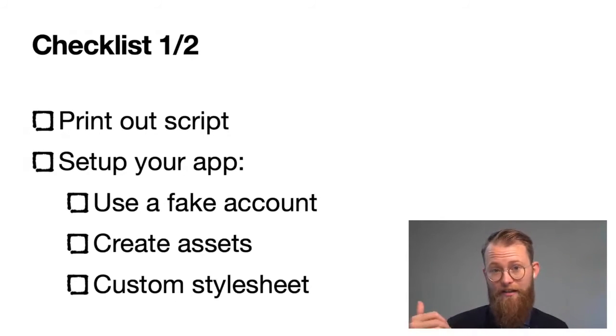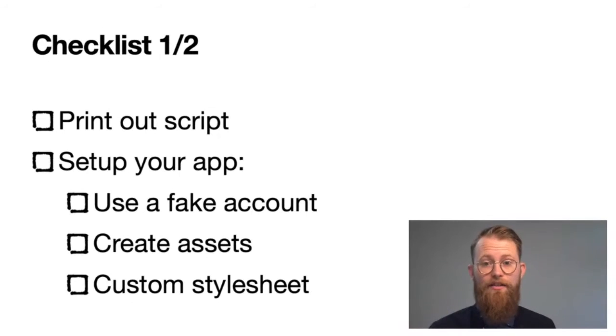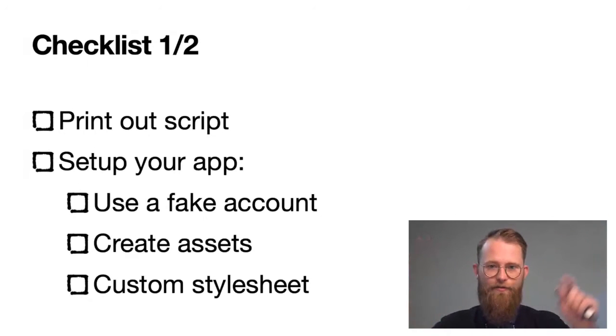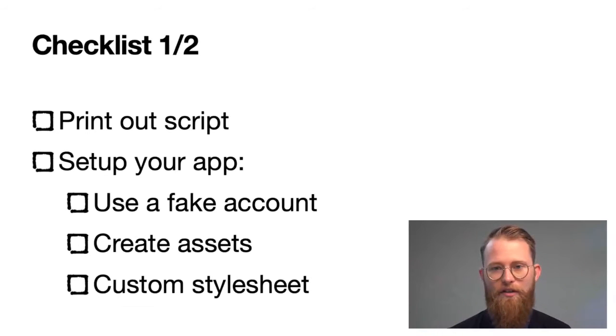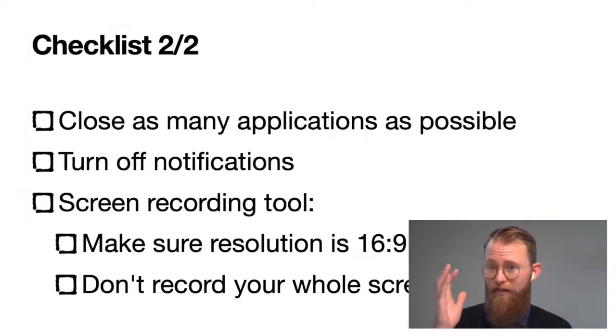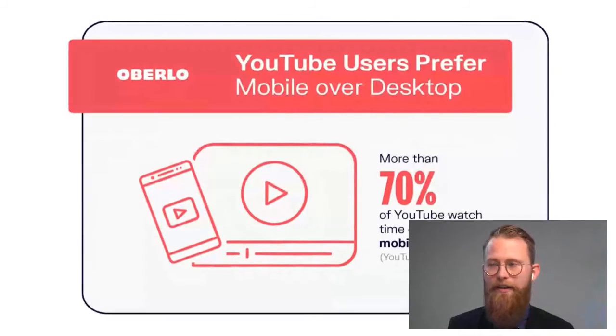I like to create a custom style sheet that I put in my browser, which hides the cookie notifications. It maybe hides Intercom, any kind of messages that can pop up that your coworkers are doing to increase conversion on something or the other. You can get rid of those with a custom style sheet. Now, of course, turn off notifications, close applications, and make sure your recording is 16:9. It's super basic, but if it gets forgotten, it looks really weird. You don't necessarily need to record your whole screen, but I'll talk a bit more about that.